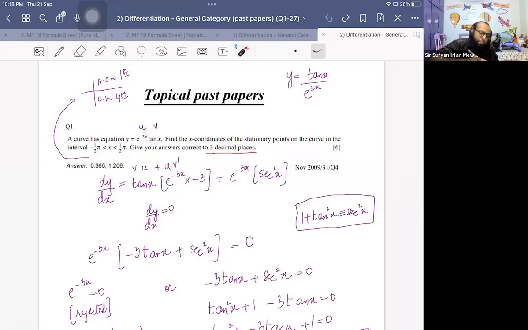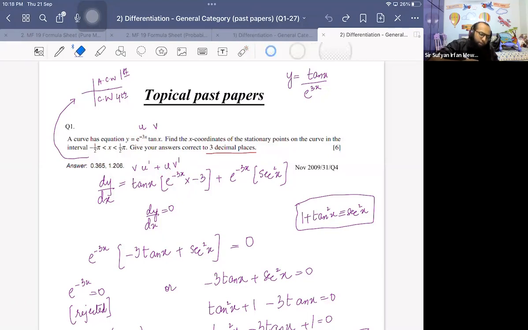So over here, the first thing that we need to identify is we have to find the x coordinates of stationary points. So we see that y is a product of 2 functions. One is an exponential function and the other one is a trigonometric function. So if e power minus 3x is considered to be u and tan x is considered to be v, then what are we going to use? We are going to use vu prime plus uv prime. I can write u and v separately or I can directly apply as well.